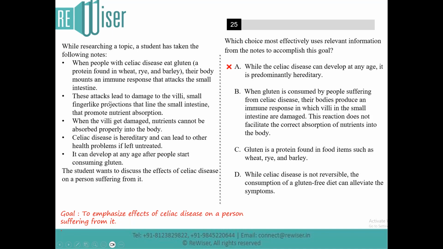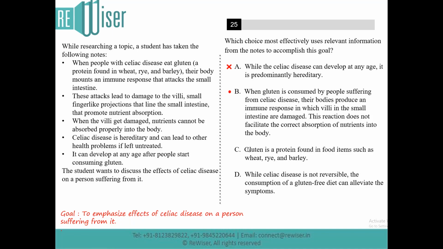You can look at this, points number 1, 2, and 3 from the student notes also state the effects of celiac disease, or the consequences of celiac disease, right? So that is clearly summarized in option B. So B could be the right answer because it talks about the consequences of the disease. Let's keep B on hold. Moving on to option C.